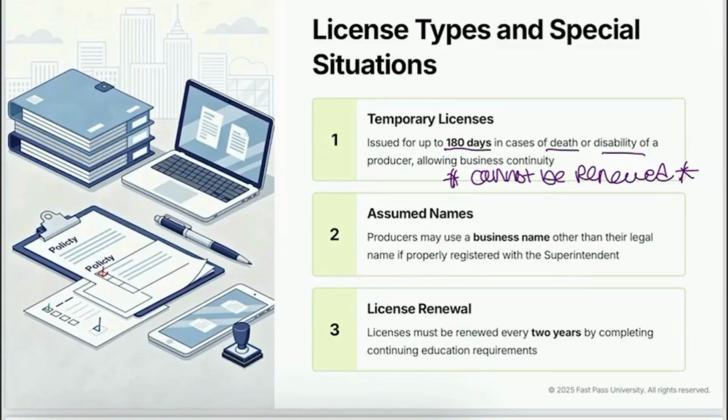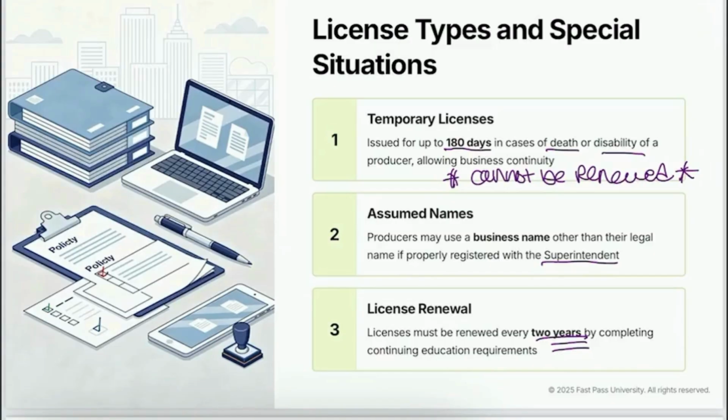Assumed names. Producers may use a business name other than their legal name if it is properly registered with the superintendent, which we're going to get into in a bit. And license renewals. Licenses must be renewed every 2 years by completing continuing education requirements. And we're going to dive deeper into that in a sec. So, most important here, temporary license, good for 180 days, only in the event of death or disability of a producer to allow business continuity, and they cannot be renewed.